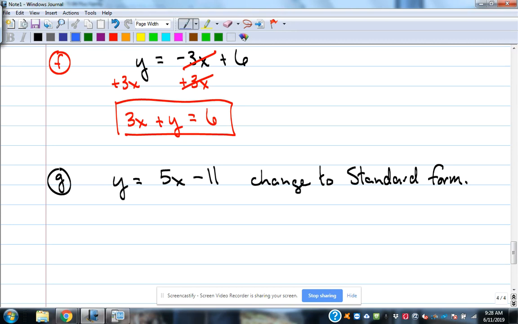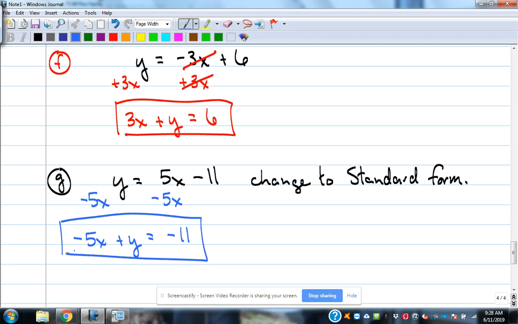Okay. So x and y need to be on the same side for standard form. So I'm going to move this 5x. It's over here with the negative 11. I don't need it there. I need it over there with the y. So it's a positive 5x. So to move it, I'm going to use a minus 5x to get it over there. And that's going to be negative 5x plus y is equal to negative 11. That is standard form. There's nothing else to do to that.